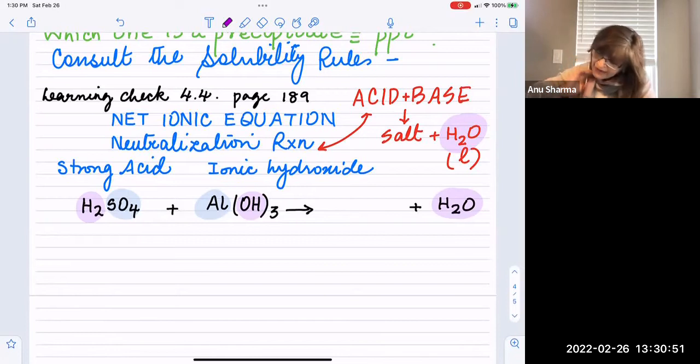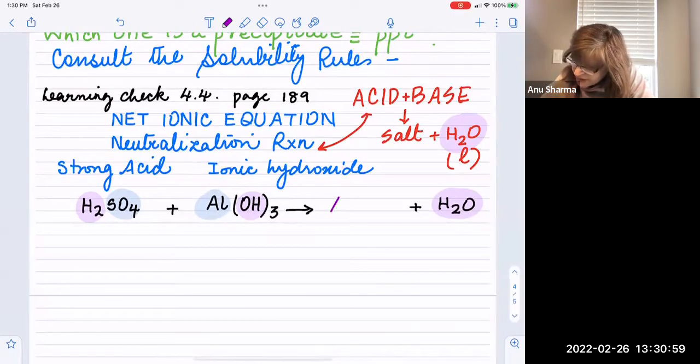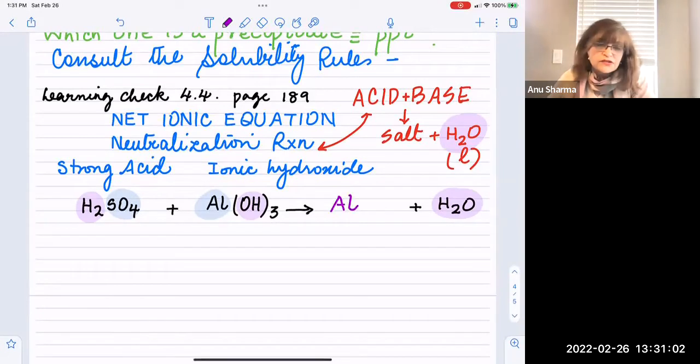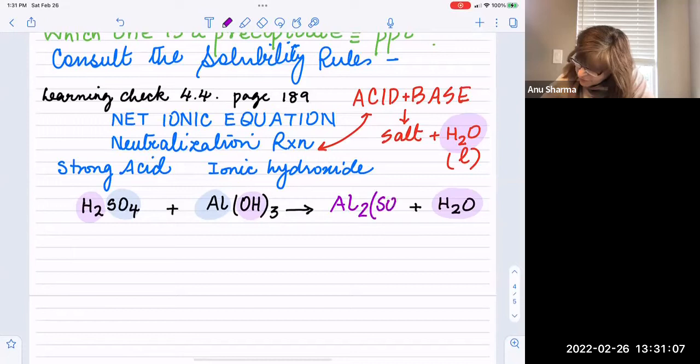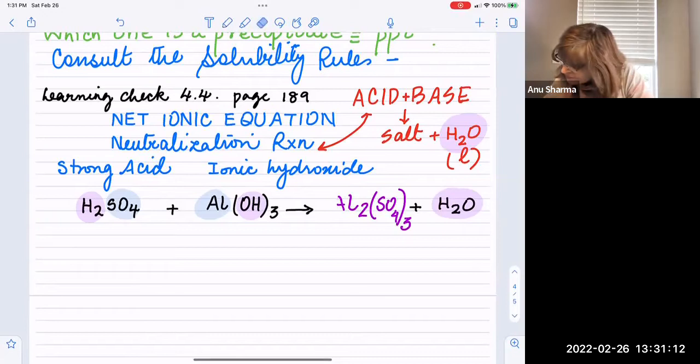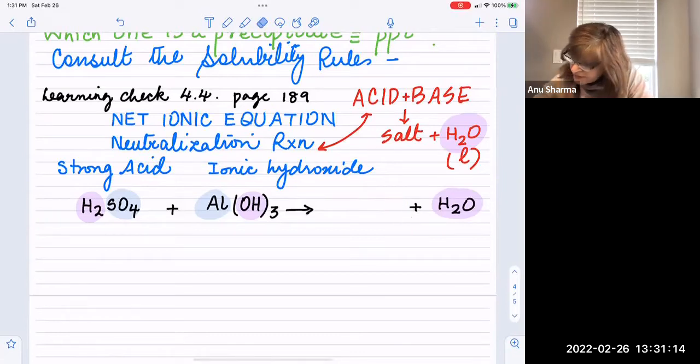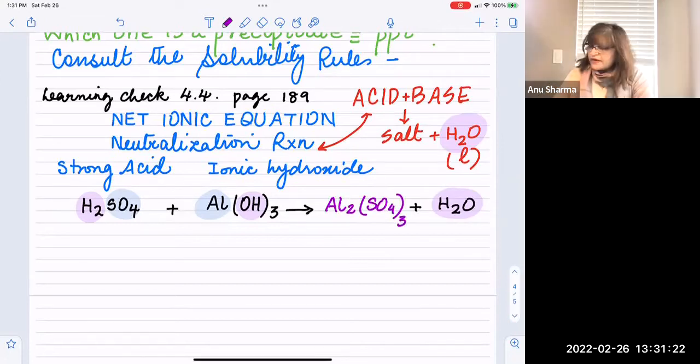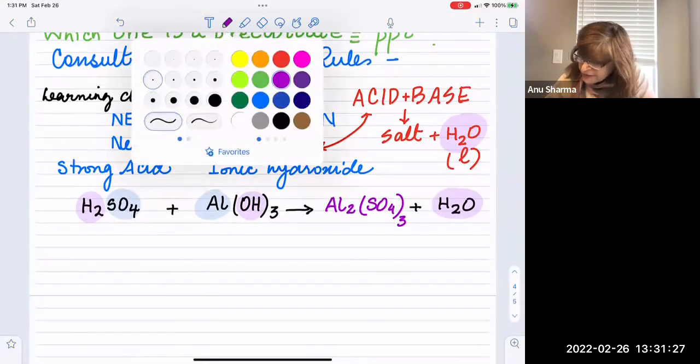Okay, anyway, so here we have first thing, aluminum and sulfate. Aluminum will have +3 charge, and sulfate has -2 charge. So when they crisscross, they form Al2(SO4)3. Okay, crisscross. So refer to the nomenclature for that one, and I have a video made on that.